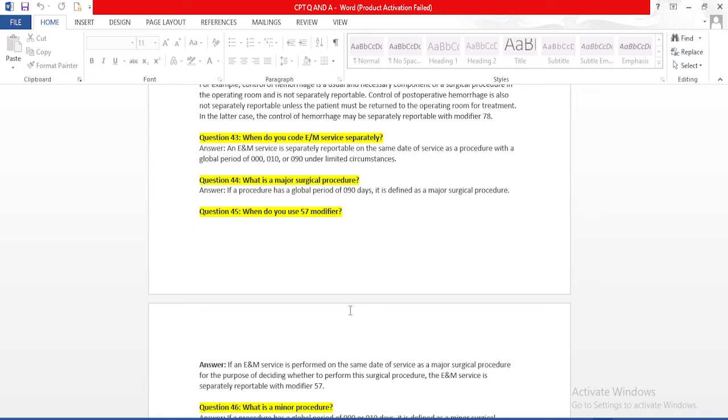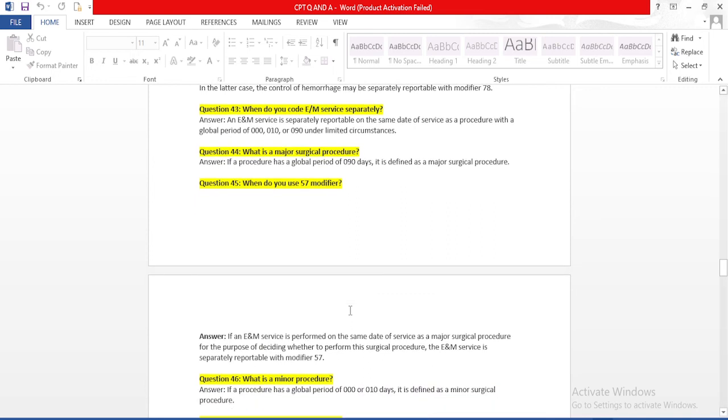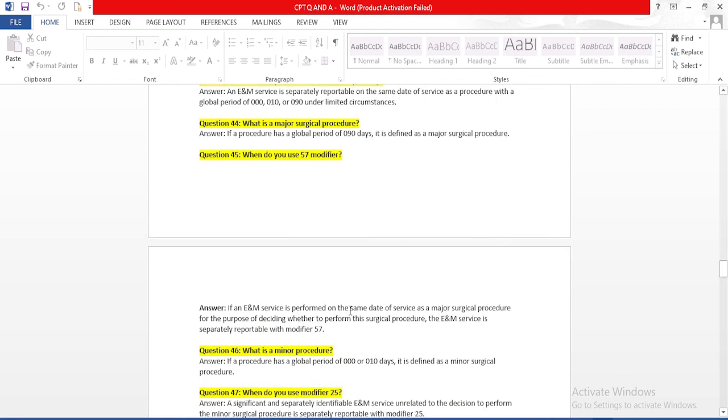Next one, when do you use modifier 57? If an E&M service is performed on the same date of service as a major surgical procedure, for the purpose of deciding whether to perform the surgical procedure, the E&M service is separately reportable with modifier 57. What is a minor procedure? If a procedure has a global period of 0 or 10 days, it is defined as a minor surgical procedure.